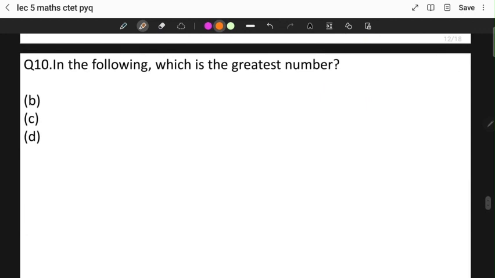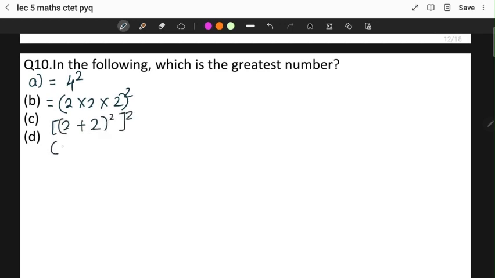In the following, which is the greatest number? Okay, here the options are missing. Just a minute, I'll give you the exact options over here. Option A is 4 square. Option B is 2 into 2 into 2, square. Option C is 2 plus 2, the square, upon whole square, sorry. And the last one is 2 plus 2 plus 2, the whole square.